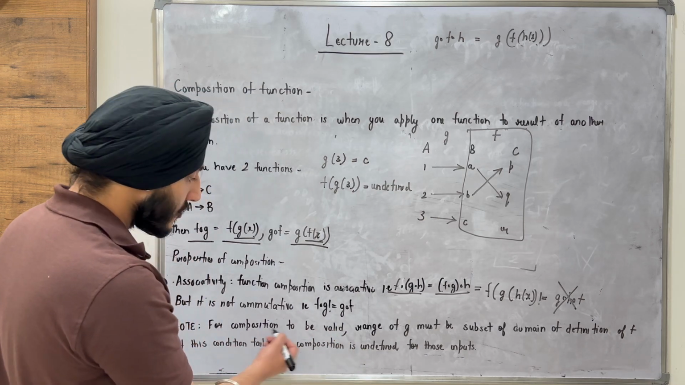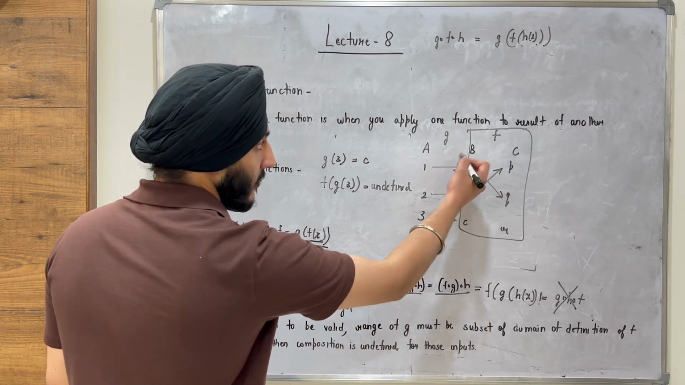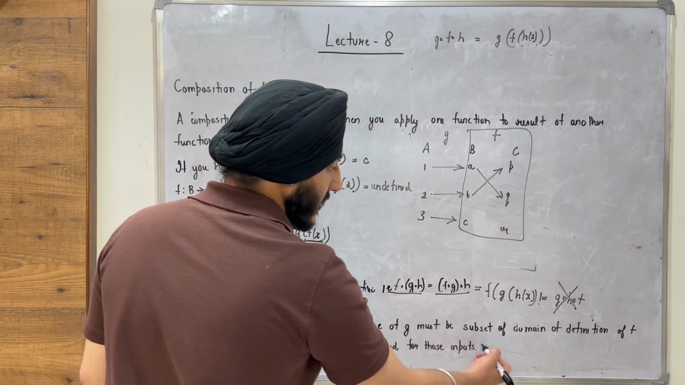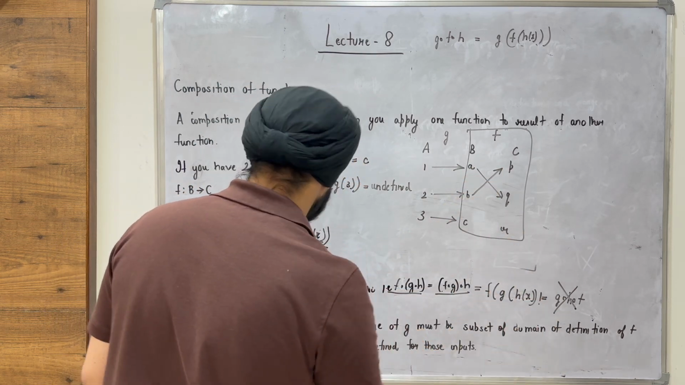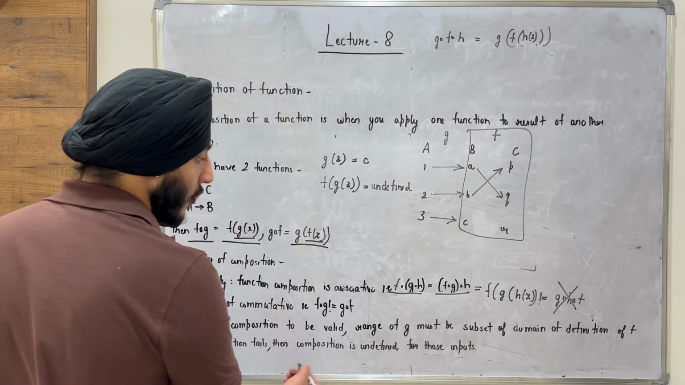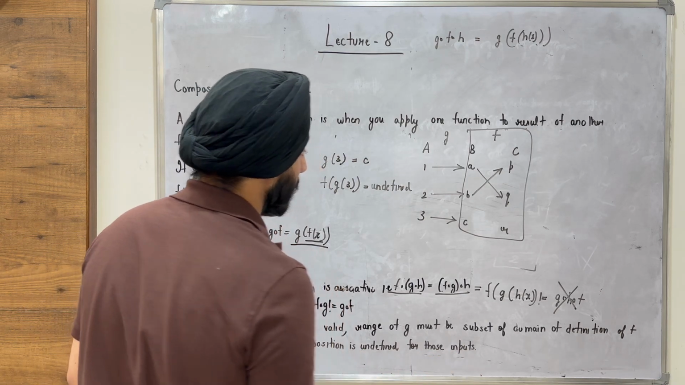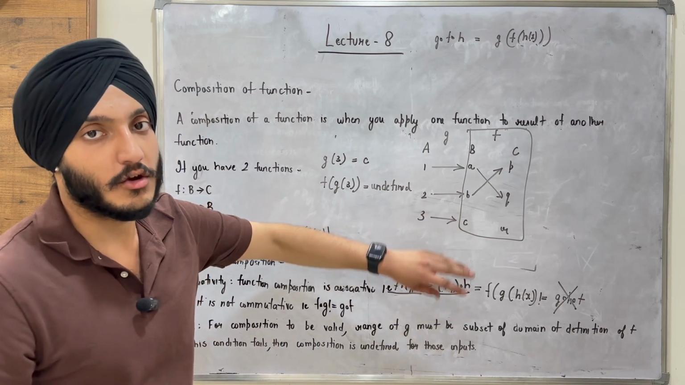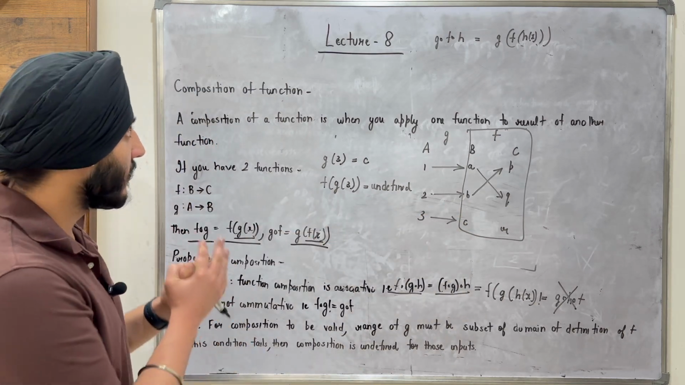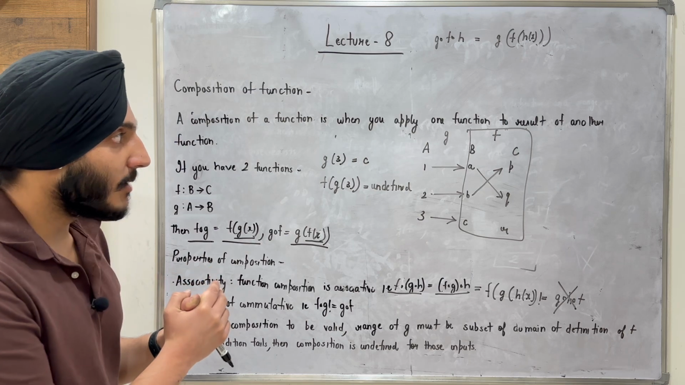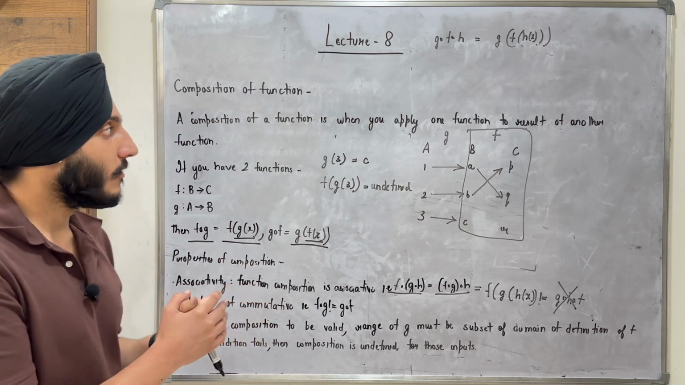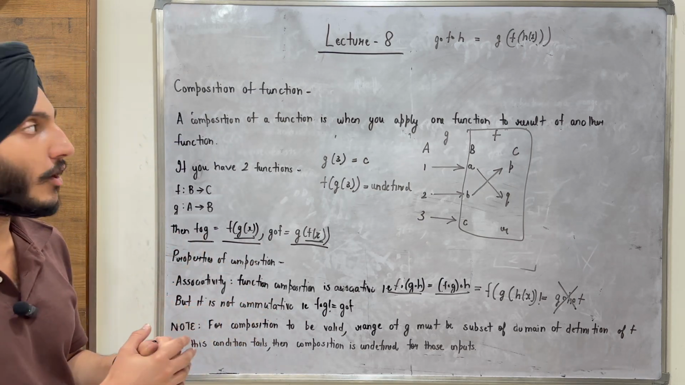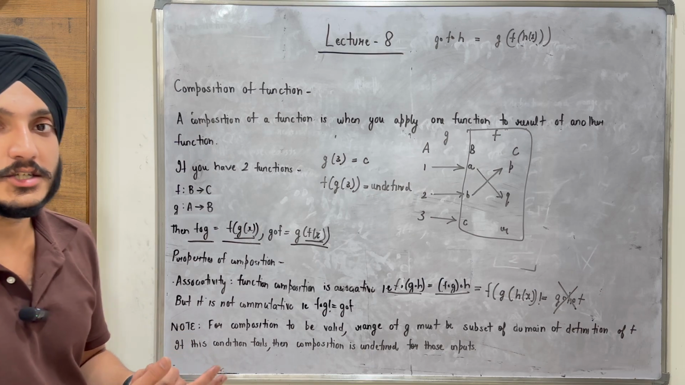For a composition to be valid, the range of G, this over here, must be a subset of the domain of definition of F, right? If this condition fails, then the composition is undefined for those inputs. So in this case, the composition is undefined for this value 3 over here. So I hope you were able to understand the composition. Now I'll be giving a bunch of questions and I want you guys to solve them, and then we'll move on to the sum of functions, right?